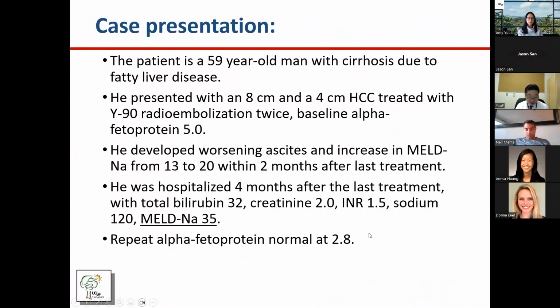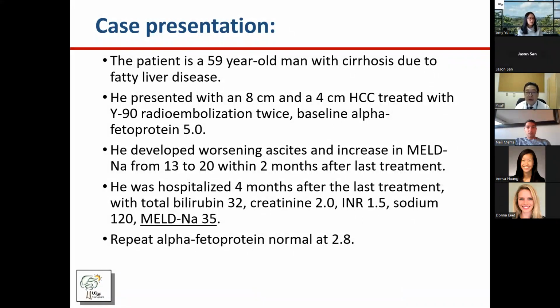So I presented a lot of data. Maybe I can just ask for your opinion in this case, whether you would like to transplant this patient or not. Let me do a quick presentation. This is a 59-year-old man with cirrhosis due to fatty liver disease, presented with an 8 centimeter and 4 centimeter HCC, treated with Y90 twice, baseline AFP 5.